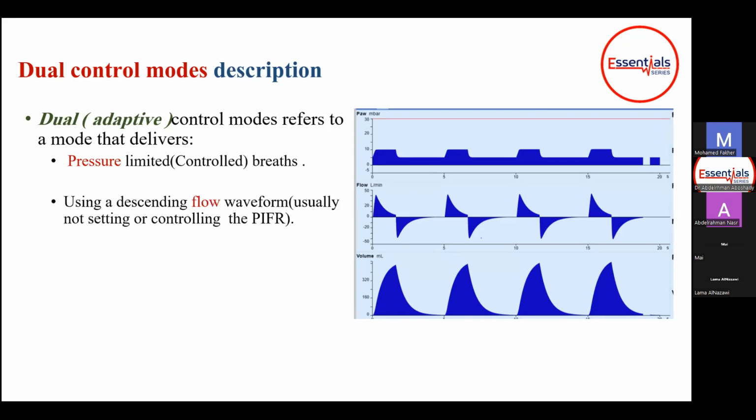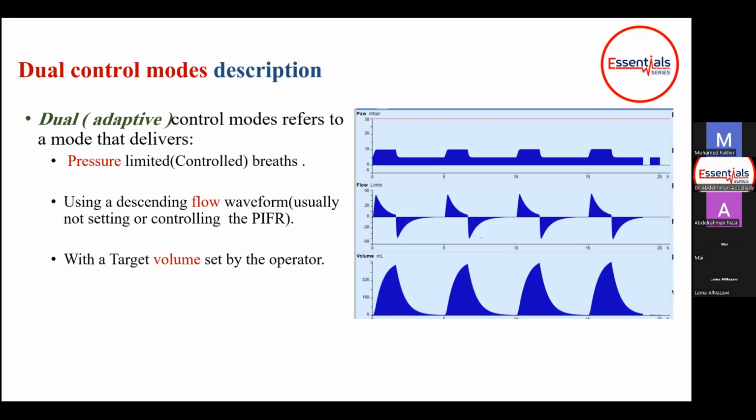These dual control modes, as any pressure control modes, use a descending flow waveform. Usually in the dual control mode and the pressure control mode, you do not control the flow, and this is an advantage of this mode. When the patient has his spontaneous effort in association with the ventilator, you let him choose his own flow, and he usually has a descending flow waveform.